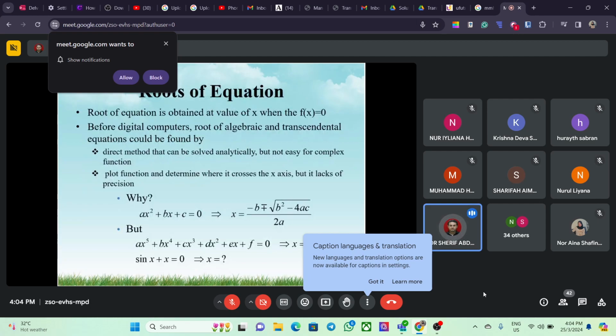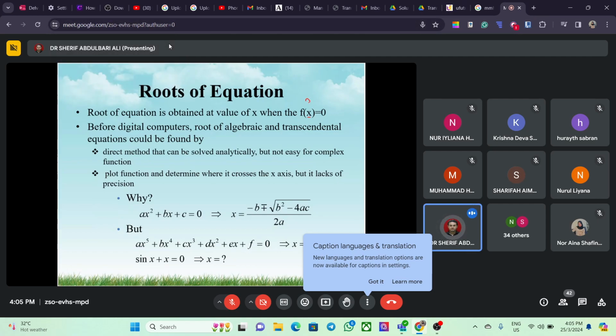So the first thing before we start is, what's the definition, or actually what are the roots of the equations, and what we need to do here. So the roots of the equation are obtained at the value of x when the function is equal to 0. So in general, what we need to do here is try to find the value of x that is going to make my function equal to 0. So I need to find this value. Okay, this is what we are looking for. Try to find the value of x that, when I substitute it inside the function, will return the value 0 for me.